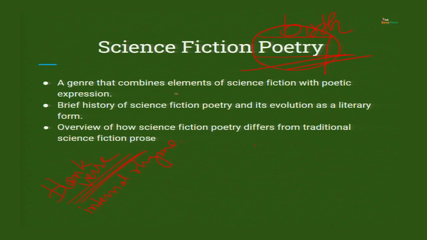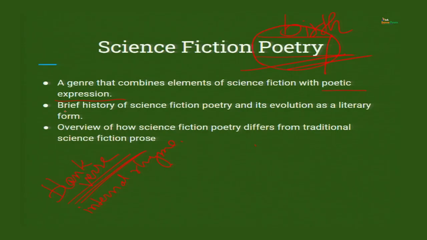So, first things first, what is science fiction poetry? It is a genre that combines elements of science fiction with poetic expression. Poetic expression is the usage of rhetorical devices and prosody, and the entire genre of speculative fiction and the subgenre of scientific fiction. Those elements of science, computers, AI, all of these come together with poetic sensibilities and poetic forms. Next, a brief history of science fiction poetry and its evolution as a literary form. Once you understand the brief history, you will also get to know how the form evolved.